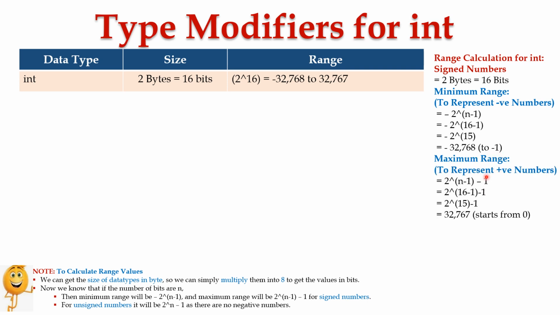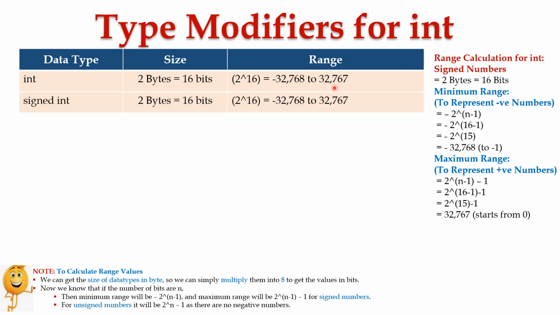Next, the maximum range to represent the positive numbers. The formula used is 2 to the power of n minus 1 minus 1. We can substitute the n value, that is 16. So 2 to the power of 16 minus 1 minus 1, so 2 to the power of 15 minus 1. The value is 32,767. So the positive numbers are represented from 0 to 32,767. So that is the range value being given here: from negative, minus 32,768, to the positive number, 32,767. Next, signed int. Signed int also utilizes 2 bytes of memory space, that is it requires 16 bits to store a value. So the range calculation is similar to the integer data type.